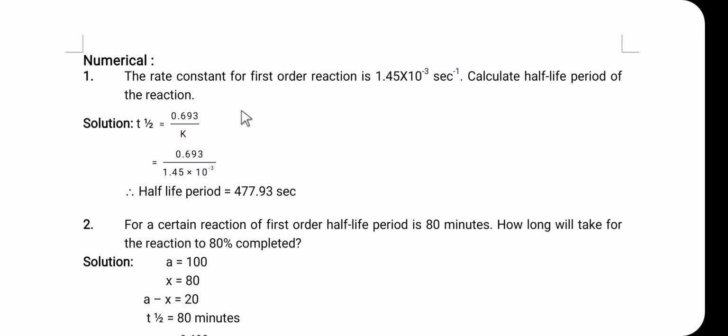The first numerical: the rate constant for the first order reaction is 1.45 into 10 raised to minus 3 per second. Calculate the half life period of the reaction. So, in this problem, the velocity constant K for the first order reaction is given, 1.45 into 10 raised to minus 3, and we have to find the half life period. We know that the half life period for the first order reaction, T1/2, is equal to 0.693 divided by K1.